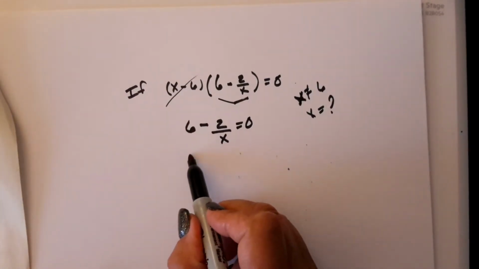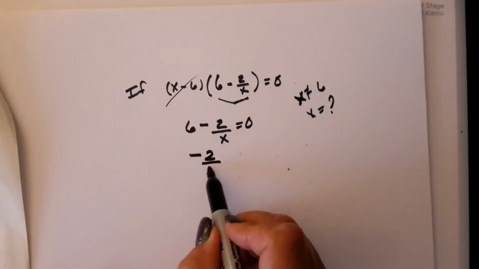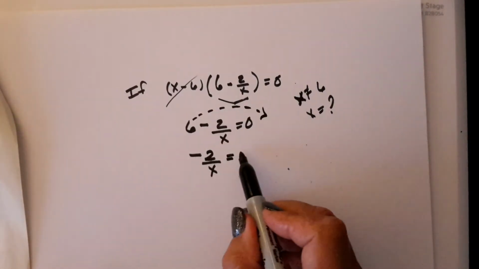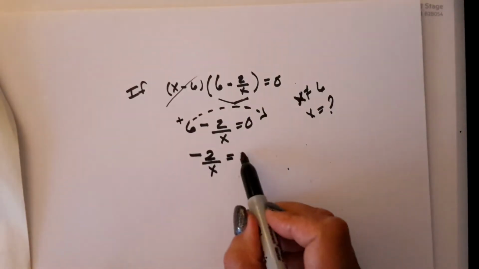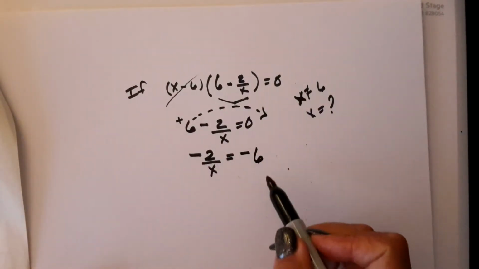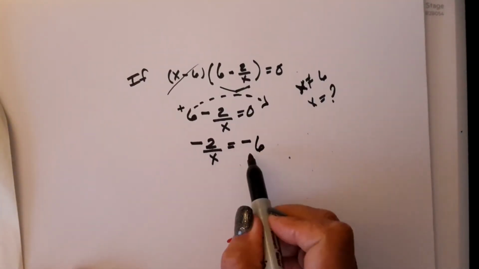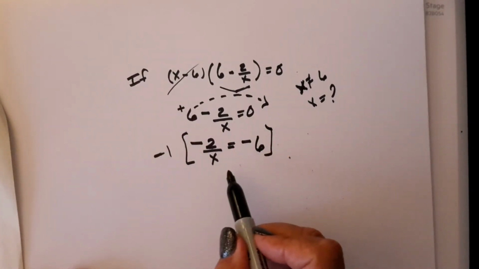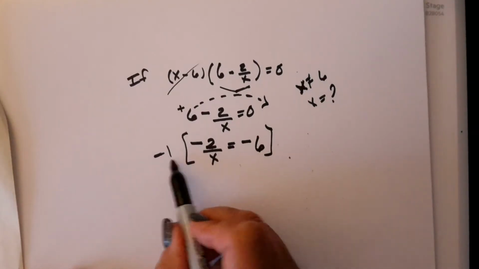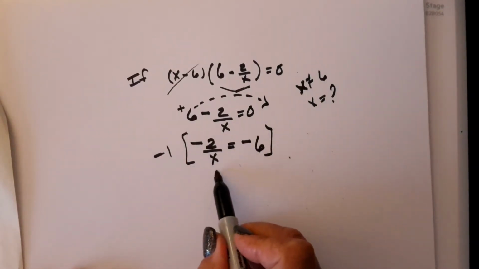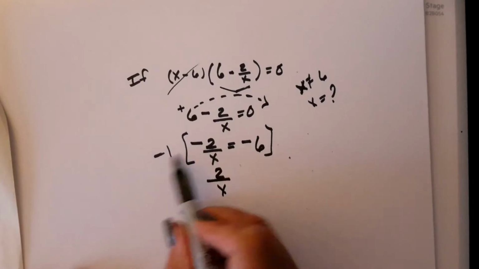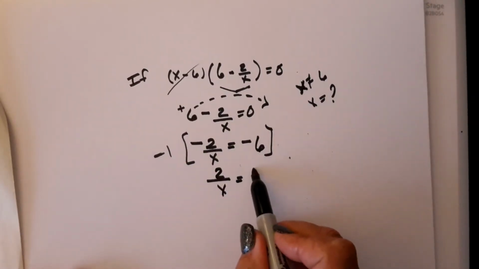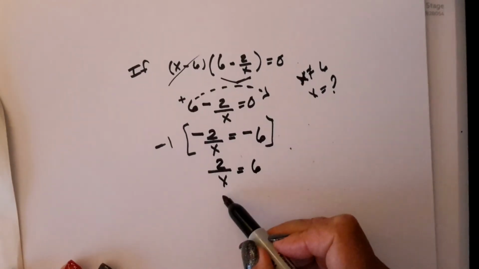So I'm going to rewrite this again. I'm going to say minus 2 over x equals, and this 6, you see here, I'm going to move it to the other side. So instead of being positive 6, it's going to become negative 6. Then both sides are negative. So what I'm going to do is multiply by negative 1, because I don't like to work with negative numbers. So negative 1 times negative 2 over x is going to be only 2 over x. Negative times negative is positive. Negative 1 times negative 6 is going to be positive 6. So 2 over x equals 6.